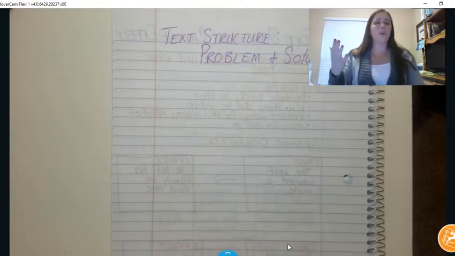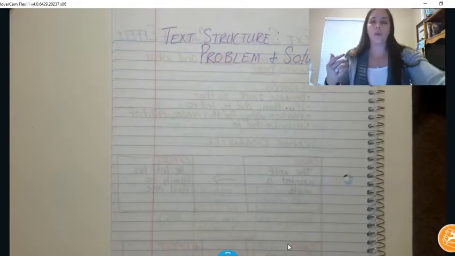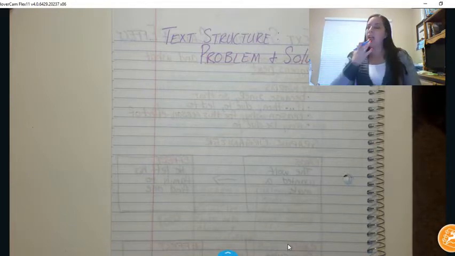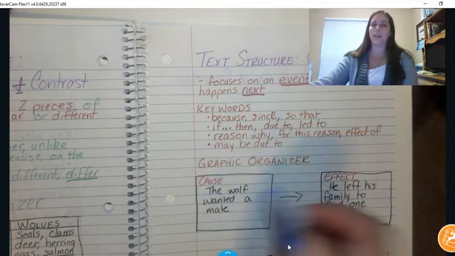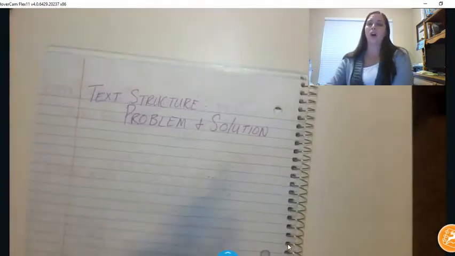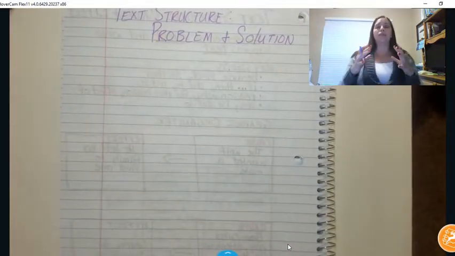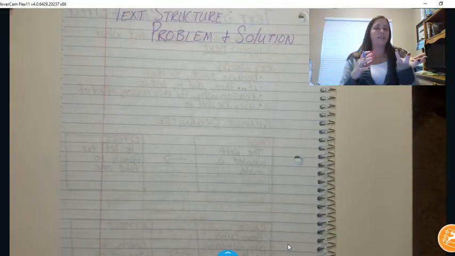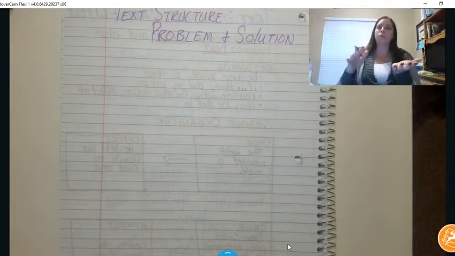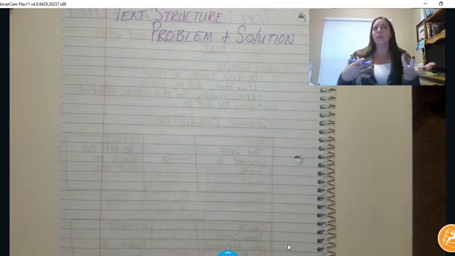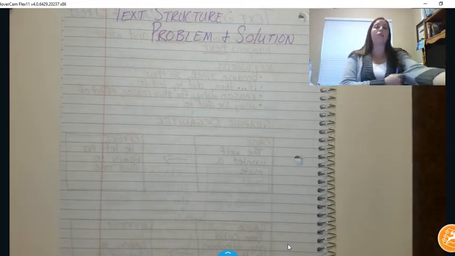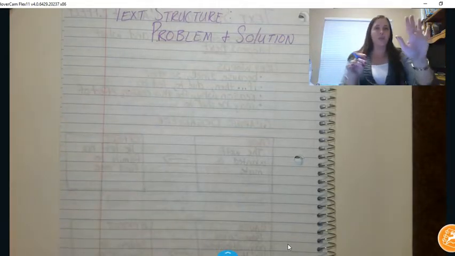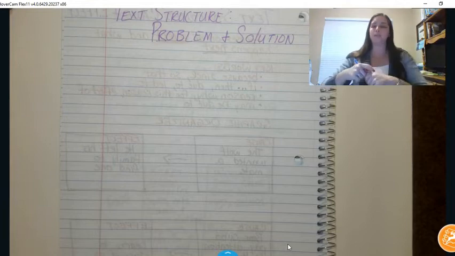Okay, so one of the things that you guys need to know or realize or remember about problem and solution is that it's very, very similar to cause and effect. A lot of people get these mixed up. Cause and effect is basically one event causes another event. When you're talking about problem and solution, it's similar in that you have an event that's happening, but then there's multiple ways to solve that problem. So there's something that went wrong, something that they've got to solve, and then there are multiple solutions, whereas cause and effect, you have one event and one thing that happened because of it.